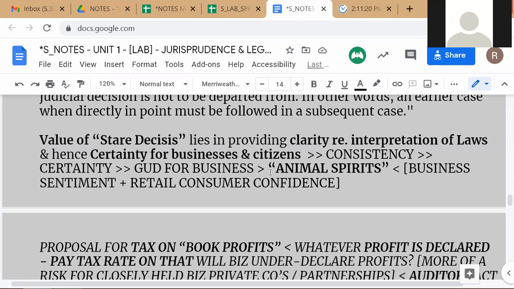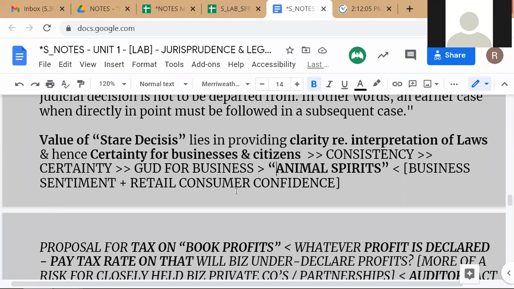Okay. So it's a valid question. The idea of stare decisis is connected to certainty for businesses and citizens. Okay, everyone who's subject to the law. That part is clear. So this creates a good environment for business because there's consistency and certainty. What I was trying to say here, the connection to animal spirits, is that when you have a regime which promotes consistency and certainty in terms of the interpretation of laws, etc., and businesses have certainty about what will happen in particular cases, then this is good for business sentiment.